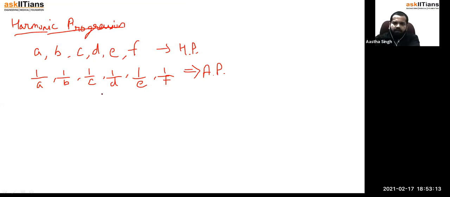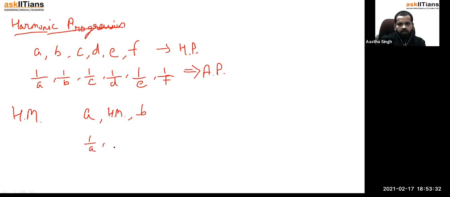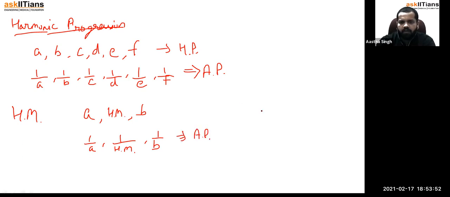So we'll discuss that in AP. Like we'll calculate now the harmonic mean between two numbers A and B, right? Let us write a harmonic mean in between these numbers. As these numbers are in HP, it means 1 upon A, 1 upon HM, and 1 upon B, all these must be in AP, right? And for an AP, the common difference must be the same.